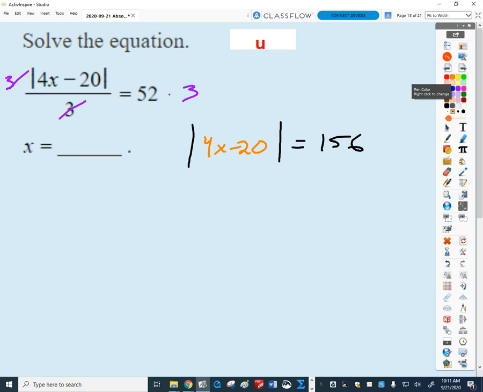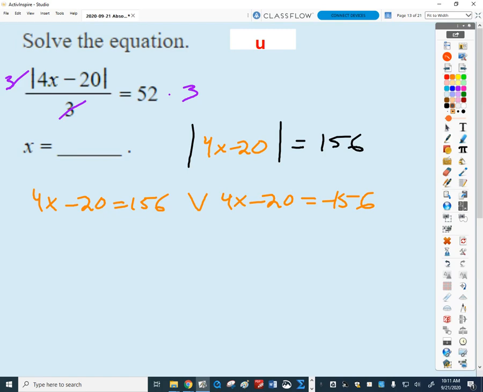What am I going to do? What are my two equations I'm going to set up then? 4x minus 20 equals 156. Okay. And then 4x minus 20 equals negative 156. Okay, and what do I have to say in between? Or, good. So 4x minus 20 equals 156, or 4x minus 20 equals negative 156.